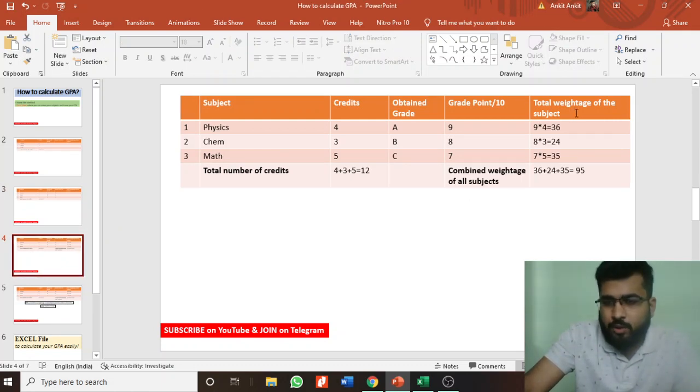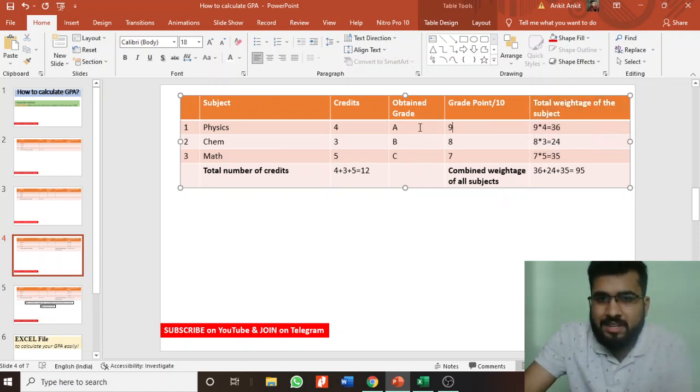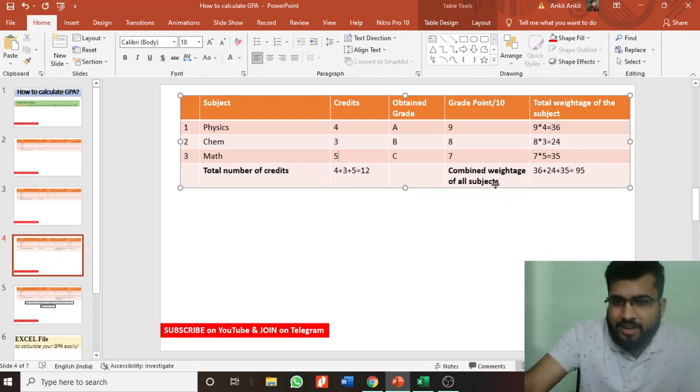Now you would need to calculate the total weightage of that subject for your final GPA calculation. So how do you calculate the total weightage? So let's say you got 9 points, that is A grade in physics. So you would multiply 9 by 4, that is 36. Similarly, you would multiply 8 into 3 for chemistry, that is 24. And you will multiply 7 with 5 for maths, and that is 35. And then combined weightage of all the subjects is 95.